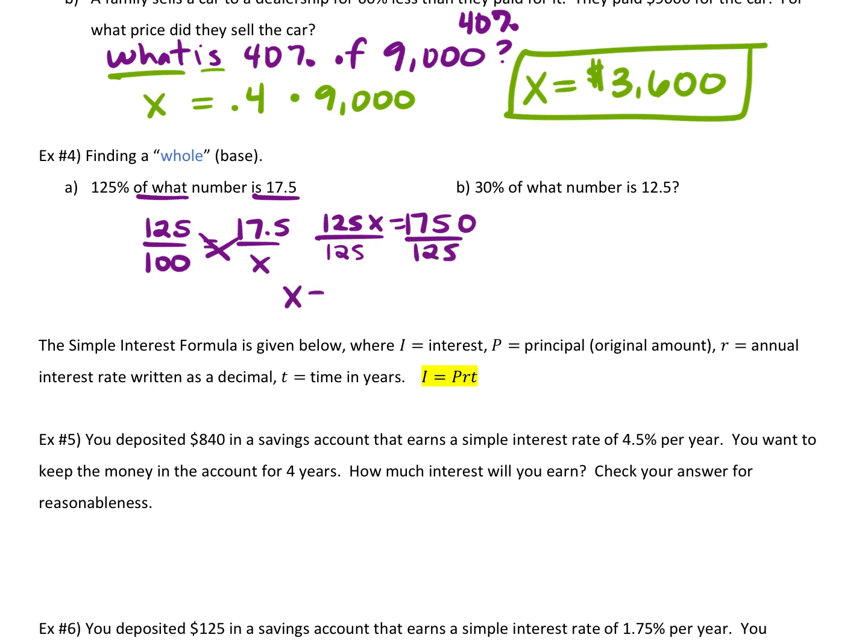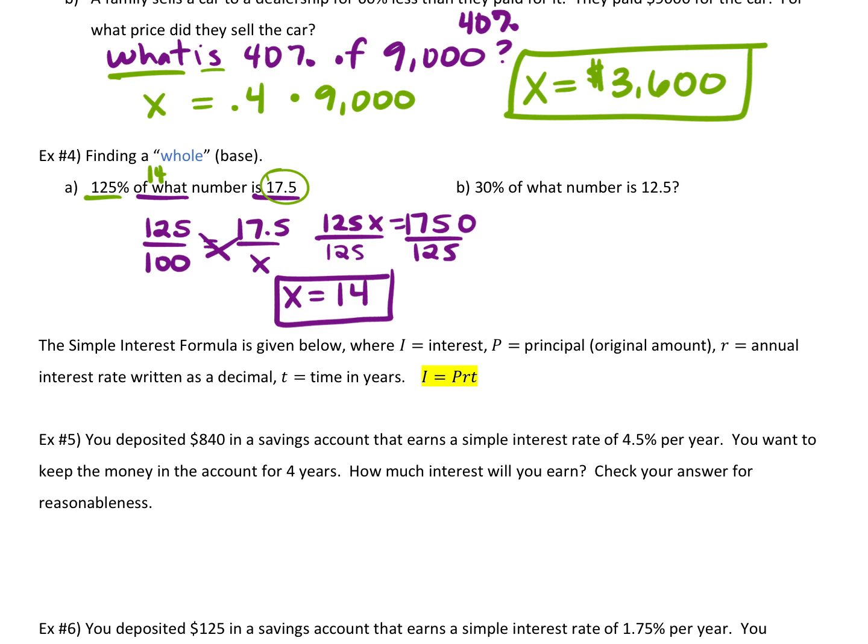So x comes out to, what is that? 14. Okay, so now think of that. 125% of the number 14 is 17.5. So 100% would be 14. We're going 25% over that to 17.5. That makes great sense to me. Hopefully it does to you.